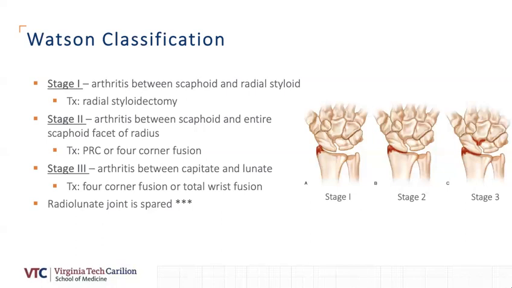In stage 1, where you just have the radial styloid affected, you can do a radial styloidectomy. In stage 2, where you have the entire scaphoid facet, you can do either a proximal row carpectomy or a four-corner fusion. And for stage 3 disease, that's where you start to have involvement of the capitate and lunate. That's where you're going to do either a four-corner fusion or a total wrist fusion.